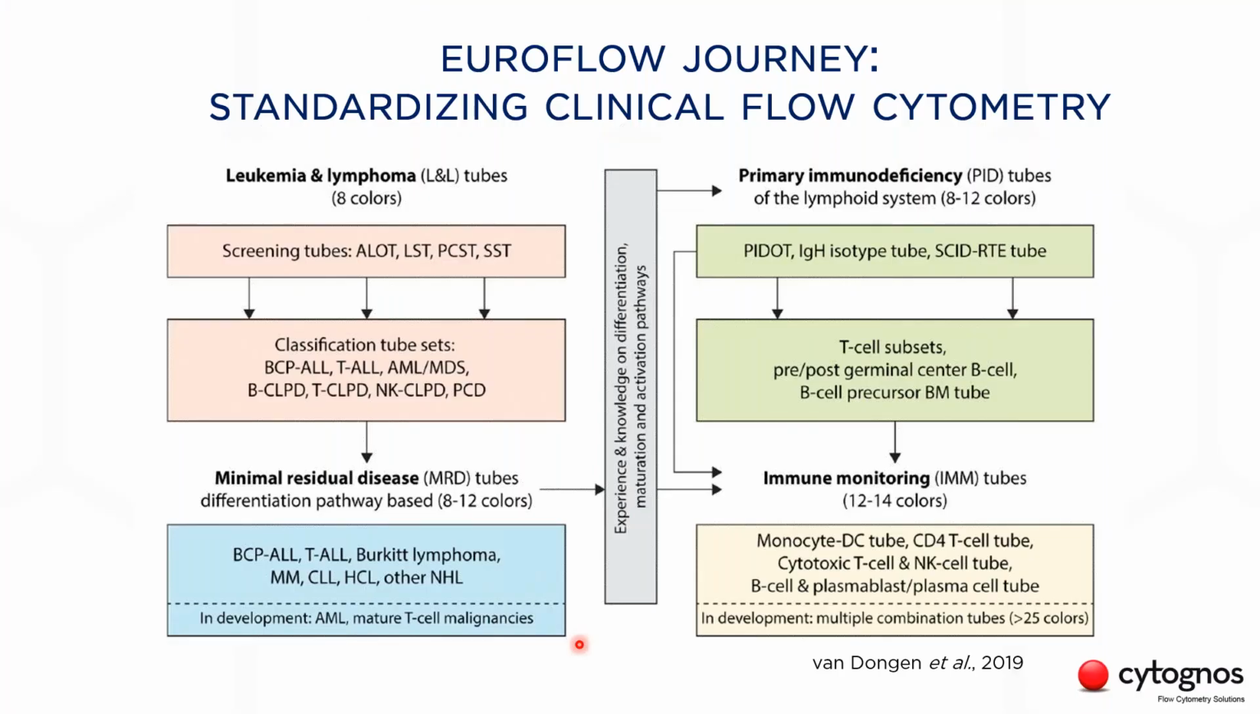The EuroFlow method is a screening approach looking to use fewer antibodies at first to narrow down malignancy, those are the screening step, and then running the classification panels for further differentiation. They started with leukemia and lymphoma panels, followed by minimal residual disease panels to monitor patients. Once they got this system in place for onco-hematology, they applied all their expertise and knowledge to primary immunodeficiencies and also to immune monitoring fields.